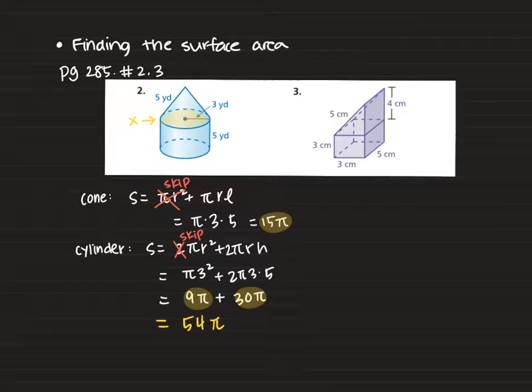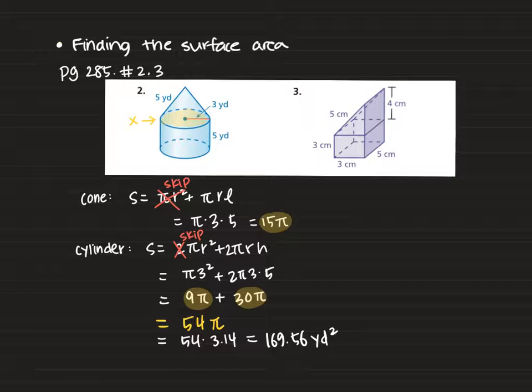So I'm going to do 54 times 3.14, and that gives me 169.56 yards squared. That's going to be my final answer. Make sure you're putting the squared after your unit. If you put it before, it's going to tell me that you're doing 169.56 times 169.56, and we don't want that huge number.